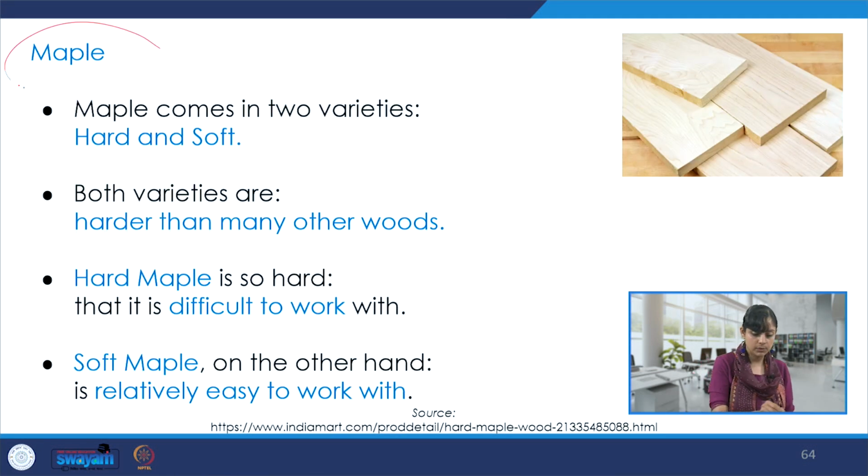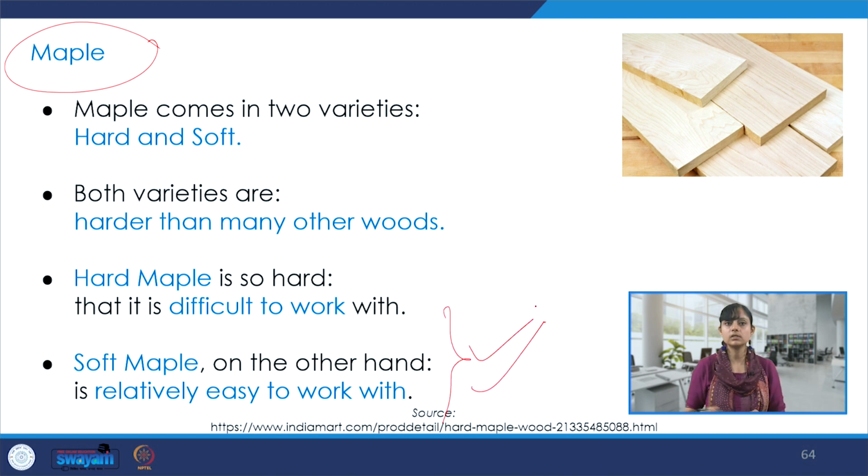Then there is maple. Maple comes in both hard and softwood varieties, and both varieties are harder than many other woods. Hard maple is extremely hard and therefore difficult to work with. Soft maple, on the other hand, is relatively easy to work with, so this is a better choice in that sense.